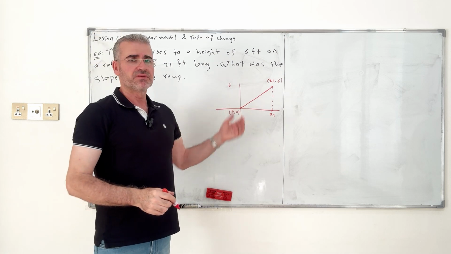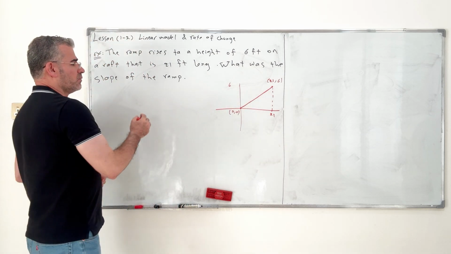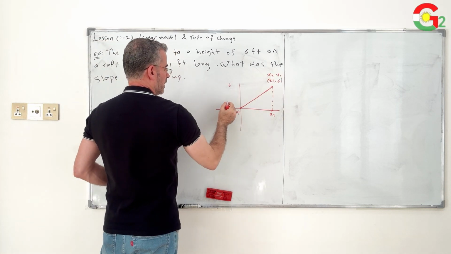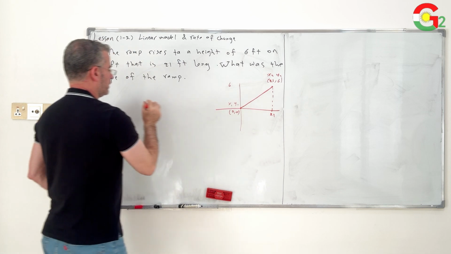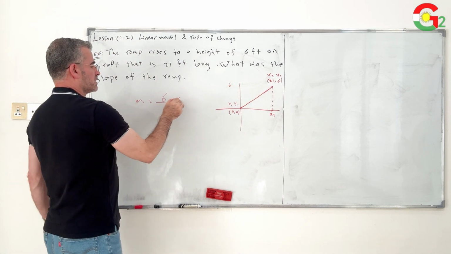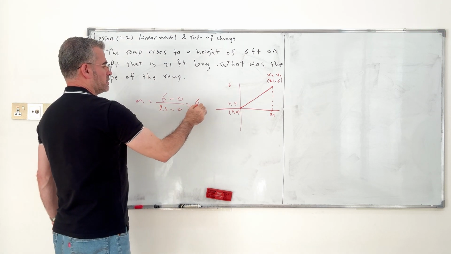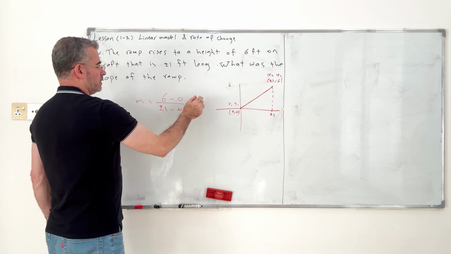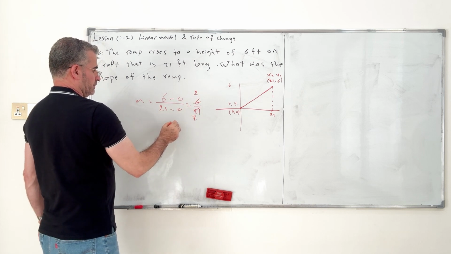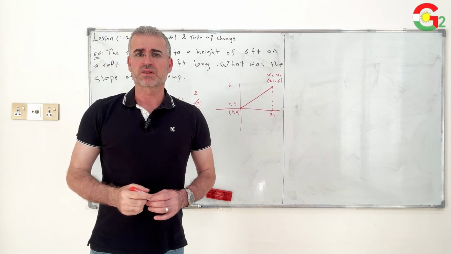Since I have 2 points placed in the line, I can easily find the slope of this line. Let me call this x2, y2, and this one x1, y1. Then the slope equal to y2 minus y1, 6 minus 0, over x2 minus x1. Then 6 over 21 reduced by 3, 2 over 7. The slope of the ramp is 2 over 7.